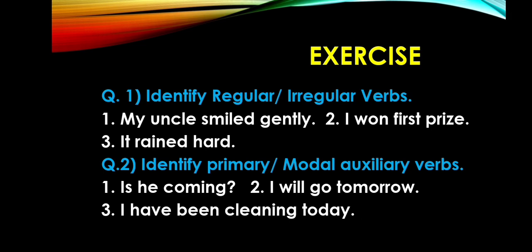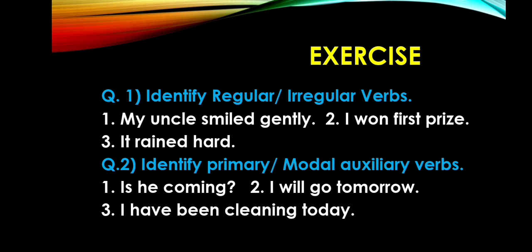Now see, we have seen the verbs divided into two main types, main verb and auxiliary verb. Main verbs are further subdivided into regular verbs, irregular verbs. Auxiliary verbs divided into primary auxiliary verbs, modal auxiliary verbs.